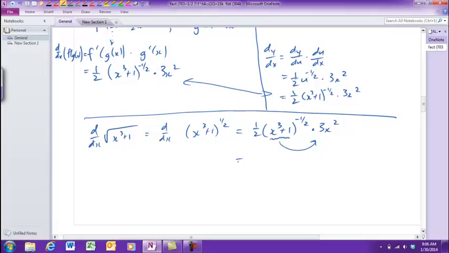And the last thing I wanted to mention is this can actually be simplified. So the 3x squared would go on top. The 2 goes on the bottom because you got the 1/2, and then this to the negative 1/2 power puts the square root of x cubed plus 1 on the bottom. And this is a nicer way of writing it. Both of these are correct, however.